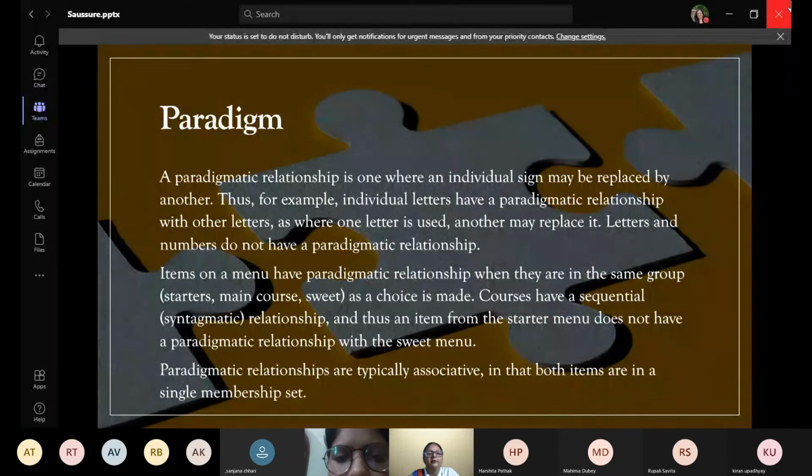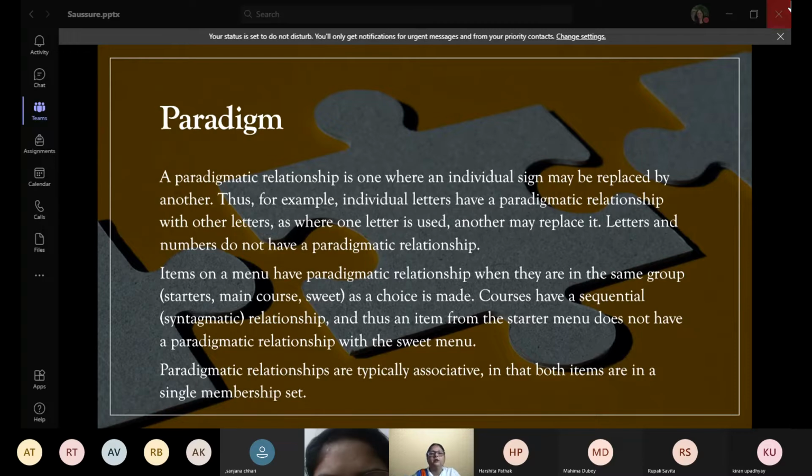Then comes paradigmatic relationship. Paradigm. Now, paradigmatic relationship is one where an individual sign may be replaced by another. कैसे? Paradigmatic relationship में when one word is replaced by another, तो ये vertical relationship हो गया, वो horizontal था. So just for example, take any word. You take mat. mat में m को replace कर दो r से, rat. Replace कर दो c से, cat. Okay, so individual letters have paradigmatic relationship with other letters, as where one letter is used, another may replace it.